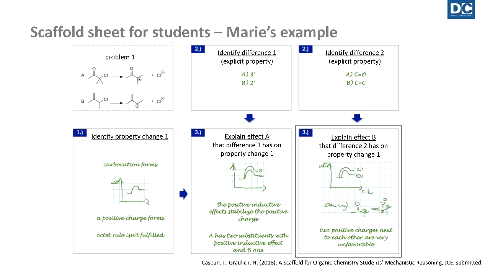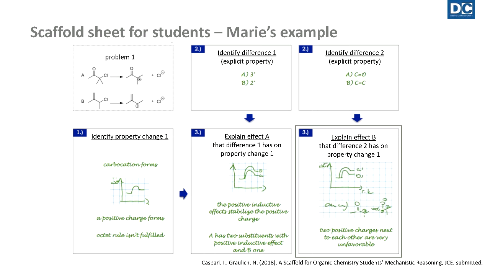So she's drawing a resonance structure here of the carbonyl and the positive charge. And so she is able, with the help of the scaffold, to formulate an additional effect that she was not explaining before without the scaffold.